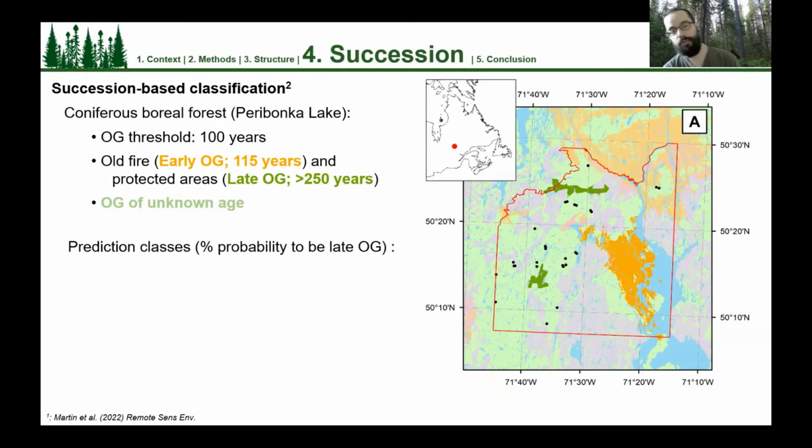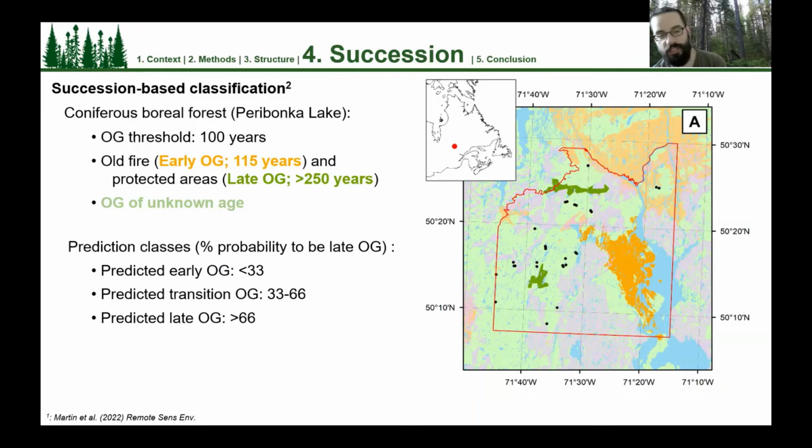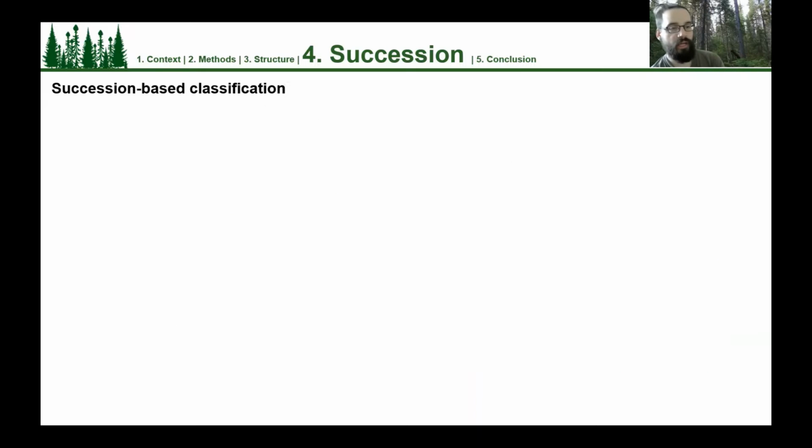So what we did was use one of the models to classify between early and later growth forests, and we used this model to predict the succession stage of the old growth forests of unknown age, with 3 classes based on the probability of being classified as later growth forest: early growth, transition old growth as an intermediate class, and later growth forest. And what we obtained was a model with very high accuracy, about 95%, meaning that using LiDAR data, it's very easy to discriminate between early and later growth forests.